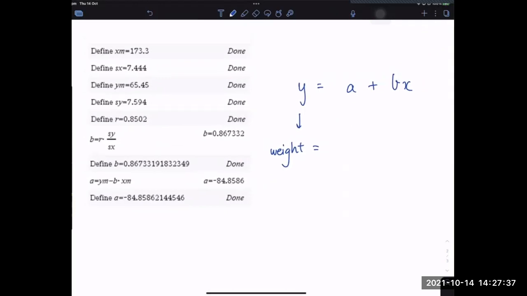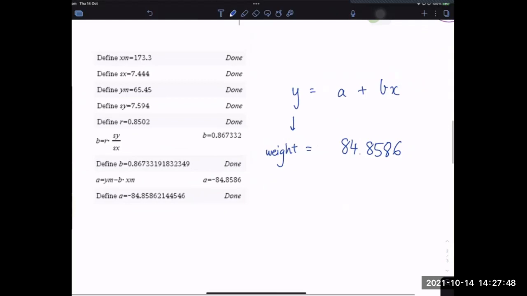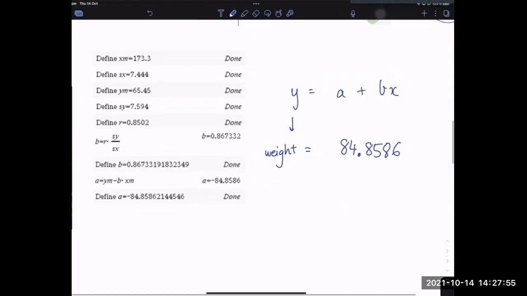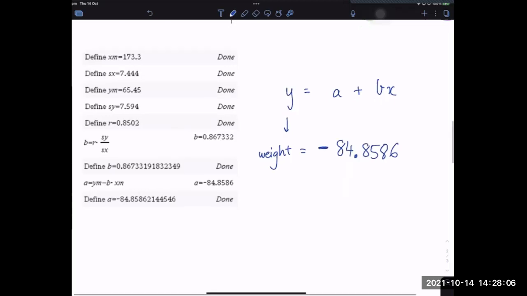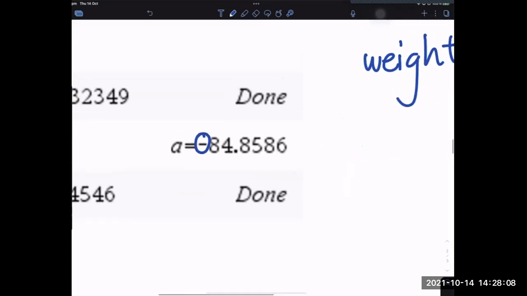84.8586. Is it just 84? I said the decimals. I don't know if you heard. 84.8586. I think my mic cut out. So are we happy with that 84? What are you looking at? Looking at this part, yeah? Are you reading it properly? Thanks, Danny. Can't forget the negative. Yeah, there's a negative right there. Oopsie.